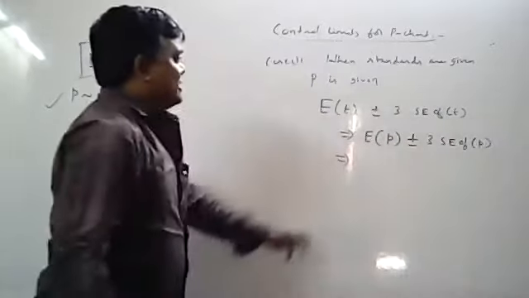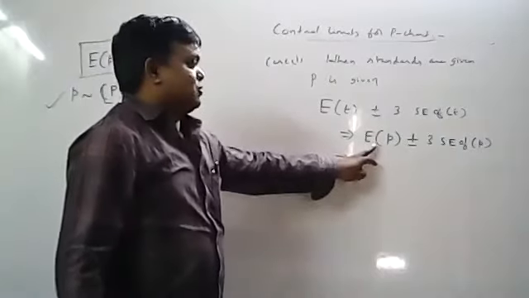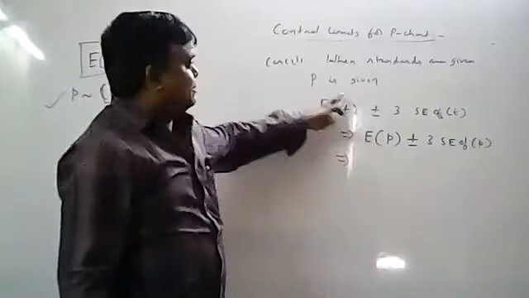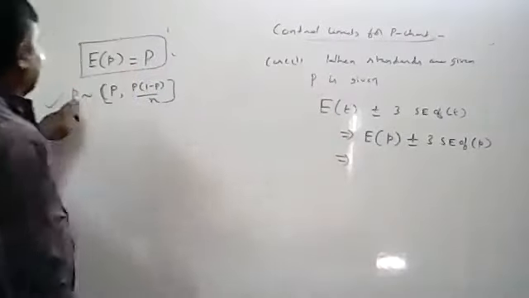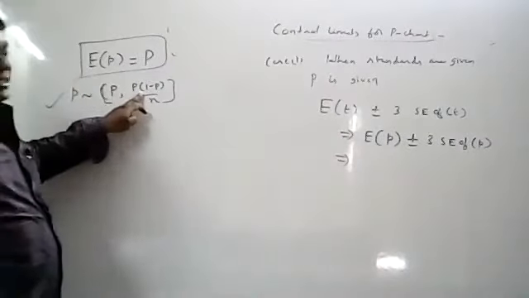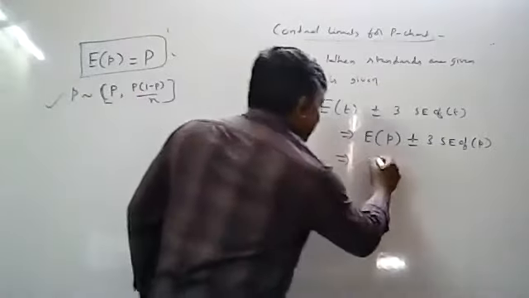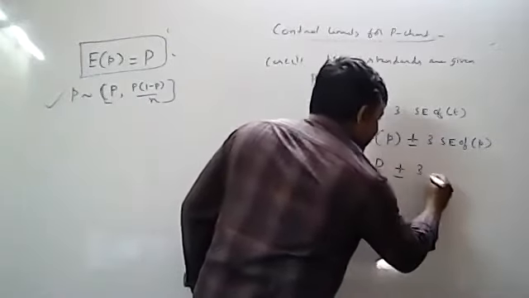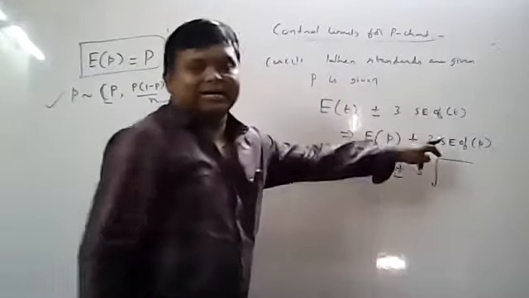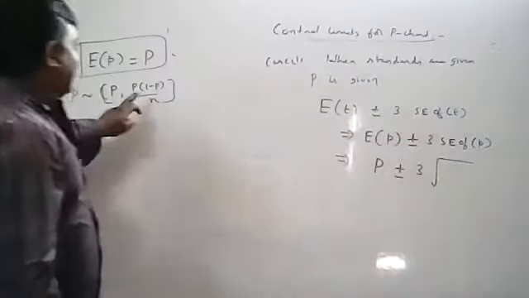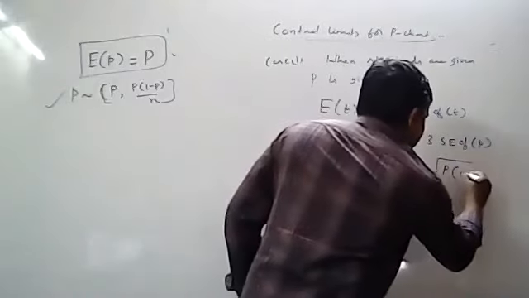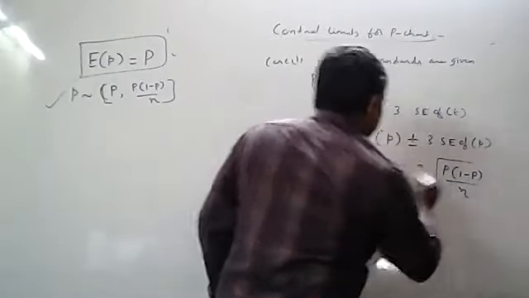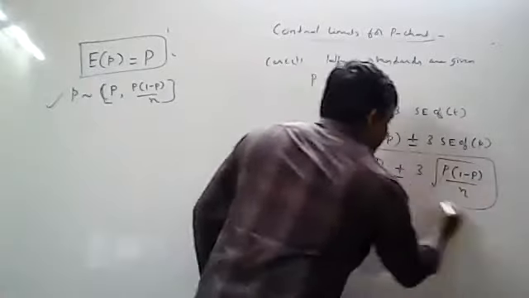So this implies expectation of small p is capital P. The expectation of p means capital P is given. Capital P is given means what you will get? What is the mean value? The mean value is capital P, and the variance value is this one. So the mean value is capital P plus or minus 3 into root over, because standard error means root. So this is the variance value, you take the root. So root over capital P into 1 minus capital P by N.